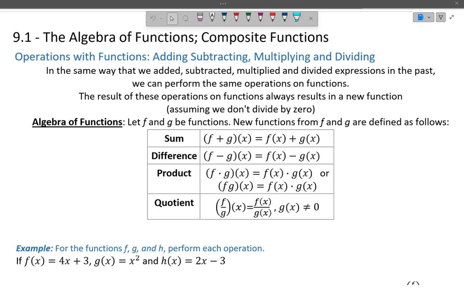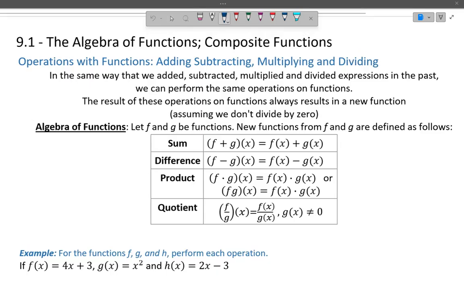So (f plus g) of x just means that we are adding the function f of x to g of x. Difference will be subtracting the function g of x from f of x. Product will multiply f of x by g of x using the distributive property, and then quotient is f divided by g of x. We just have to remember that the denominator in a rational function can never equal 0. So we have to make sure that we identify any values of x that would make our function undefined, and then we exclude those from our domain.